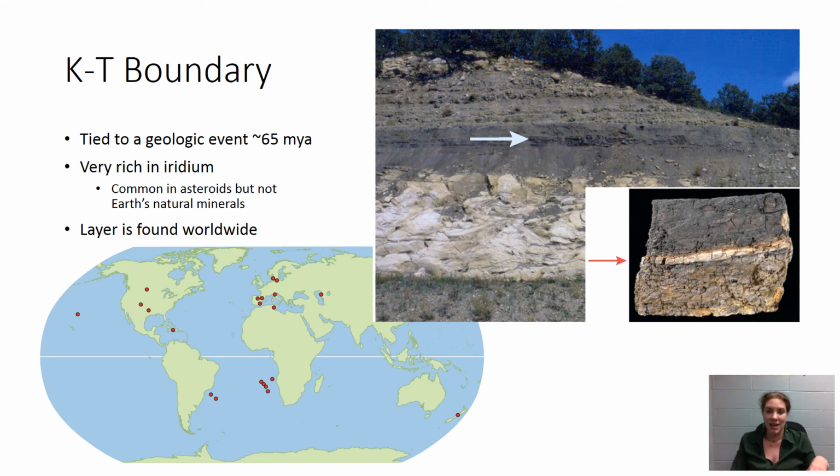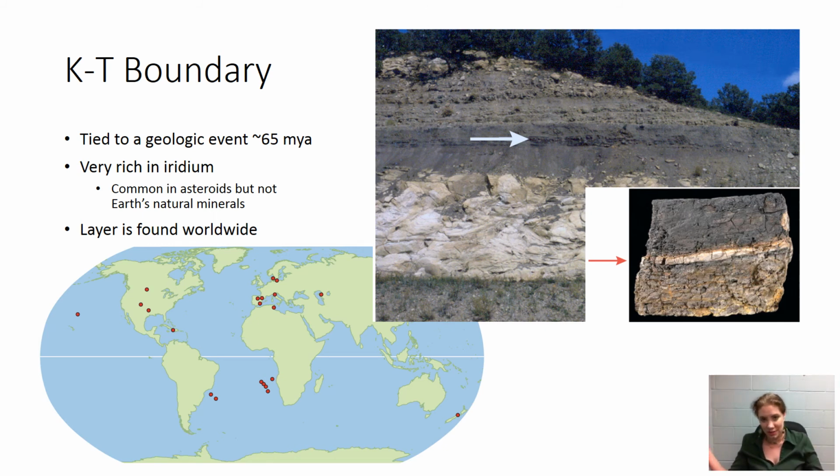So the KT boundary refers to a particular layer of rock that you can see there in the images that's very rich in iridium. This is an element that is common in asteroids, but isn't a large part of Earth's normal geology. And this layer is found at all of those red dots on the map, pretty much all around the world. Everywhere we look, we see this particular layer of rock, and this is kind of mind-boggling. What could have happened that would have been so big that it could have caused this one layer of rock to change all around the world all at once?